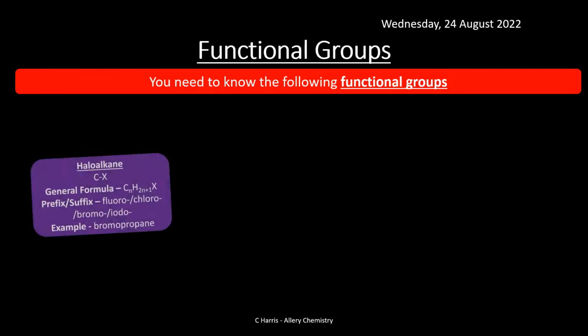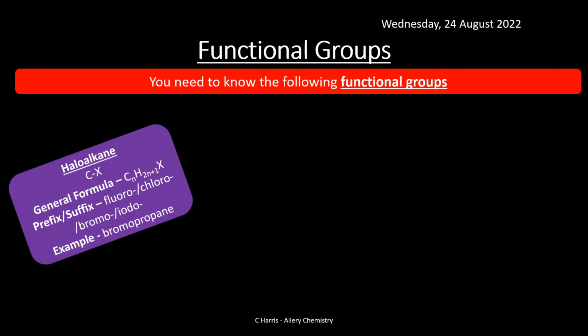Okay, so haloalkanes, you've seen some of them already probably. Haloalkanes basically just have a halogen attached to them, and the prefix would be fluoro, chloro, bromo, iodo. So they come at the start in this case, because it's a prefix. For example, bromopropane. If there's a bromine on there, then it'll be the halogen and then the alkane that's attached to it.